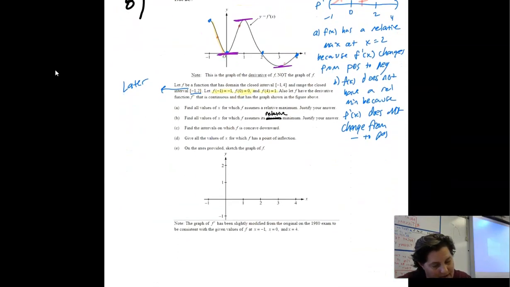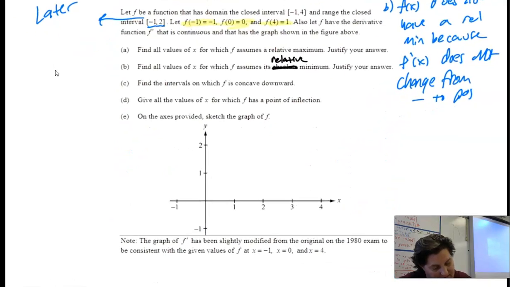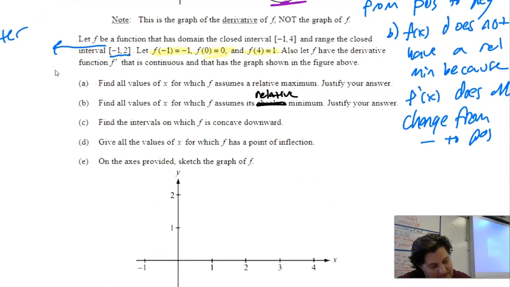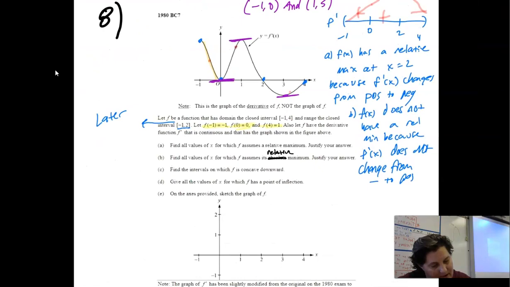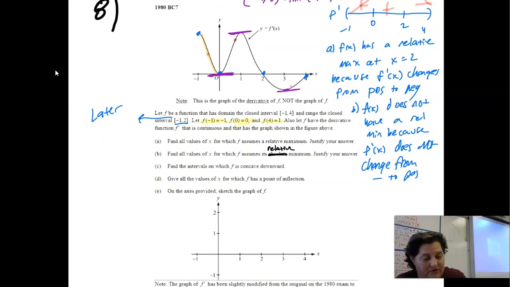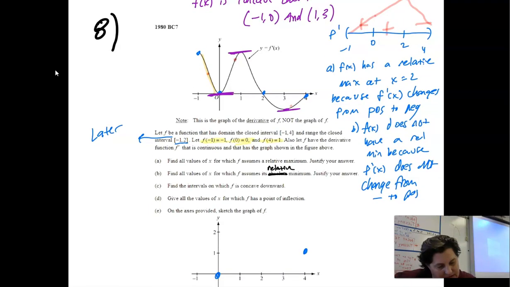All right, and now on the axis provided, sketch the graph. Okay, sketch the graph. Here we go. Okay, you guys, when I'm sketching a graph, it's going to give me points. That's cool. It did give me points, right? -1, -1. 0, 0, 4, 1. Okay, awesome. It gave me those points.